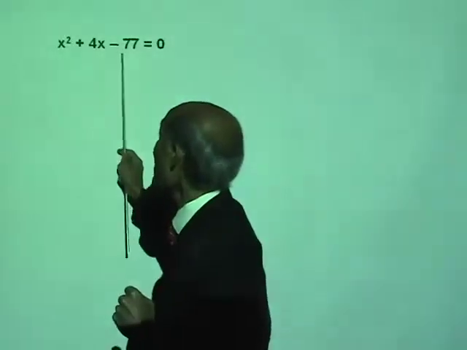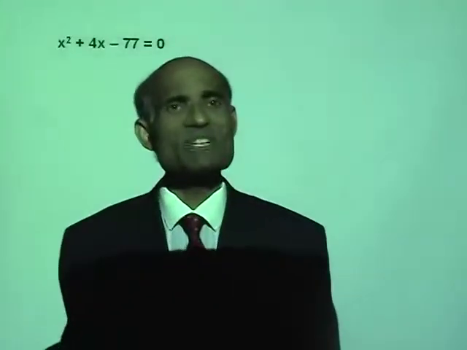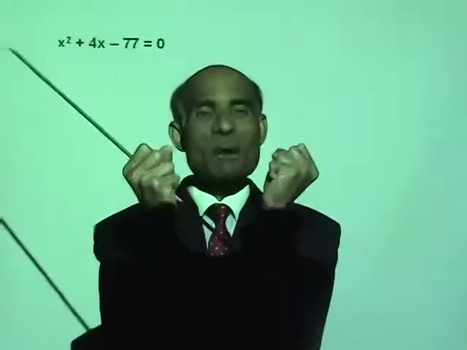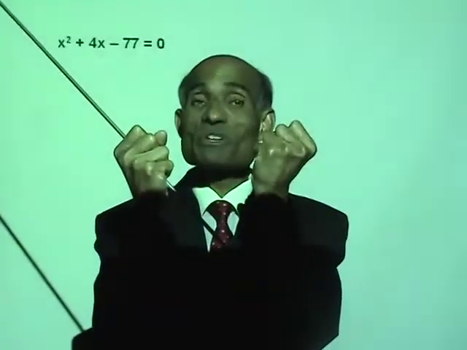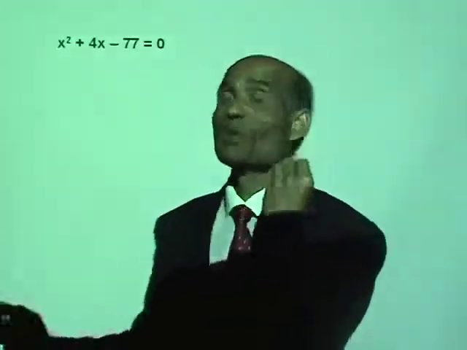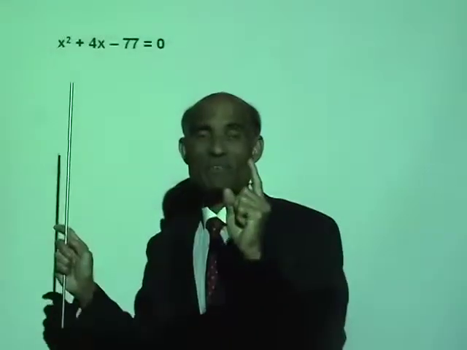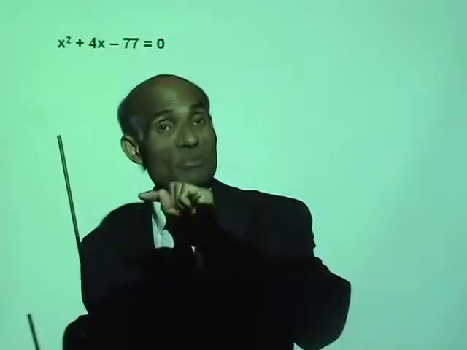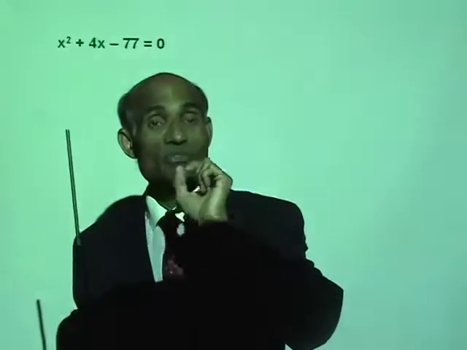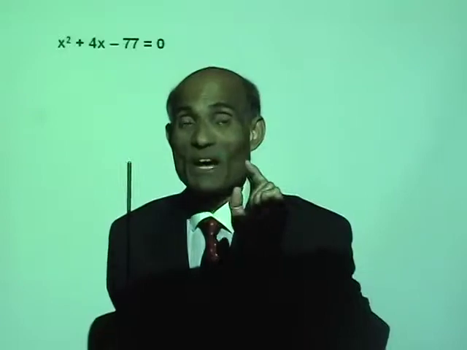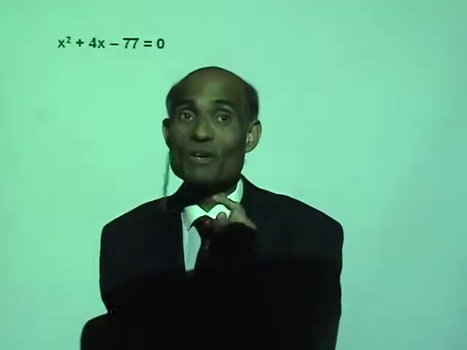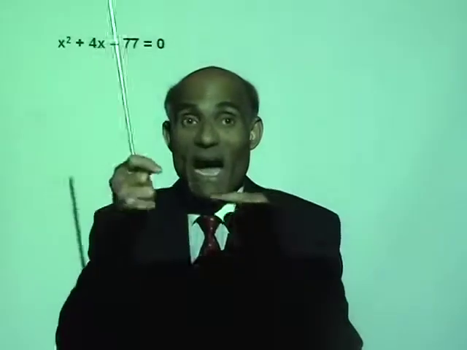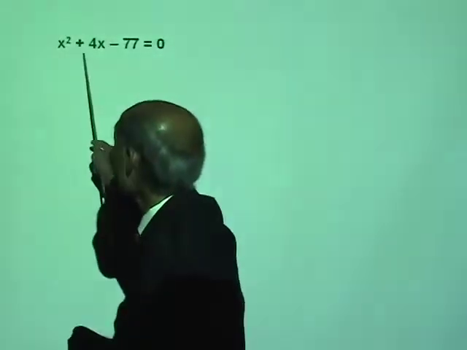Now, what are going to be the factors of negative 77? Can you factor negative 77 into two numbers? Give me two numbers that when multiplied will give you negative 77. It means one number has to be positive and the other has to be negative. Can you think of two numbers that when multiplied together will give you negative 77 and when added will give you positive 4?